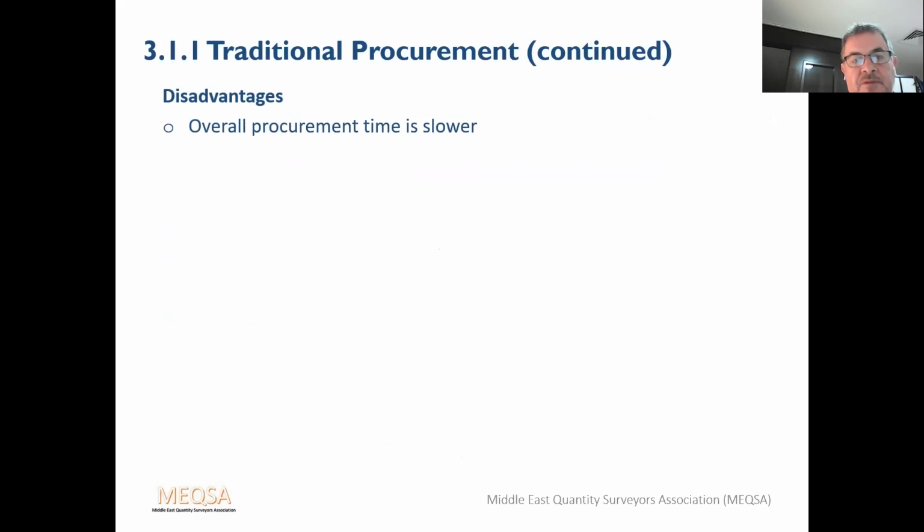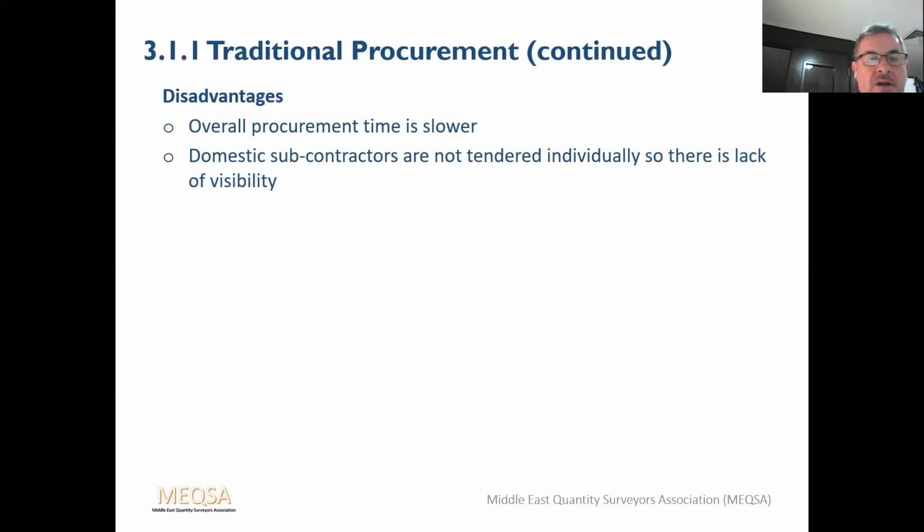Disadvantages. The overall procurement time is slower. Quite often, especially in Qatar, UAE, whatever, the client is always keen to start work on site soon. So sometimes this is a bit too slow for them. The domestic subcontractors are not tendered individually, so there's a lack of visibility. It's up to the main contractor to do his own procurement of subcontractors, and it's difficult for the client to find out how that's done.